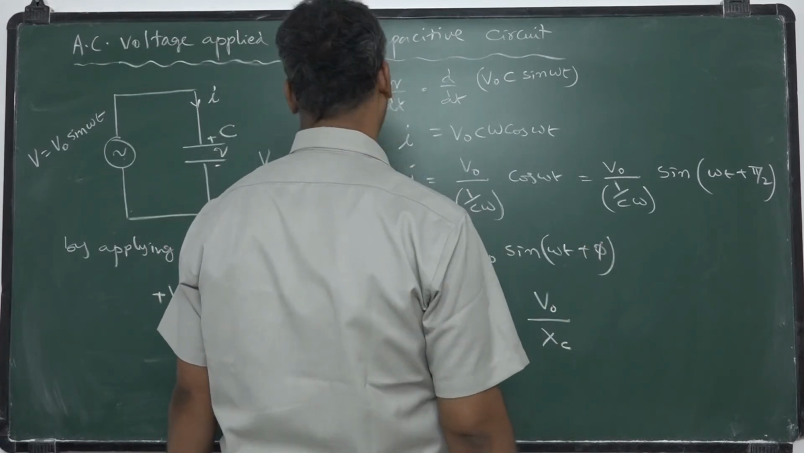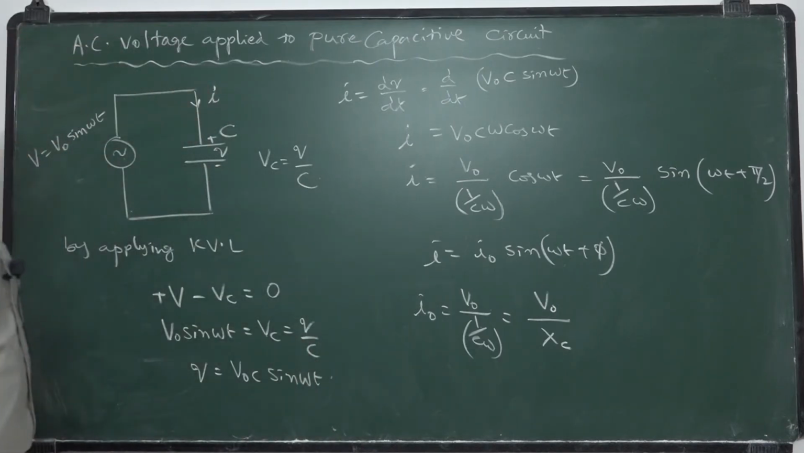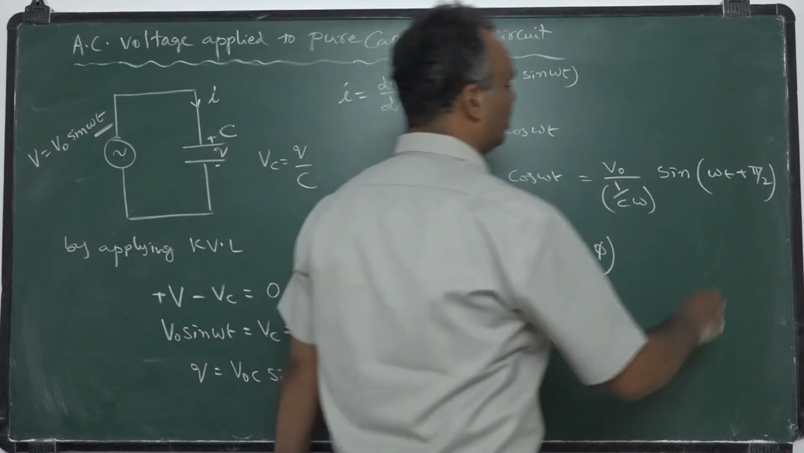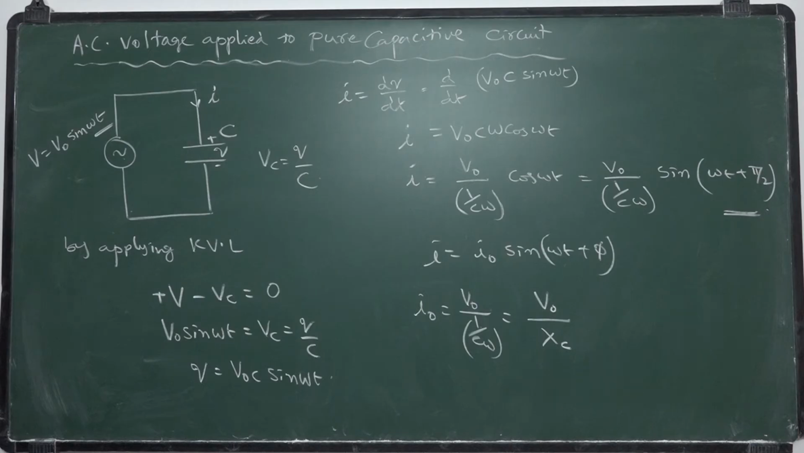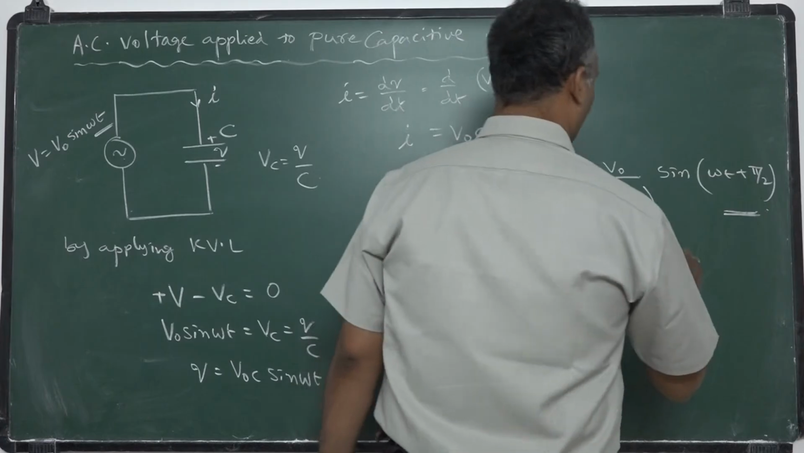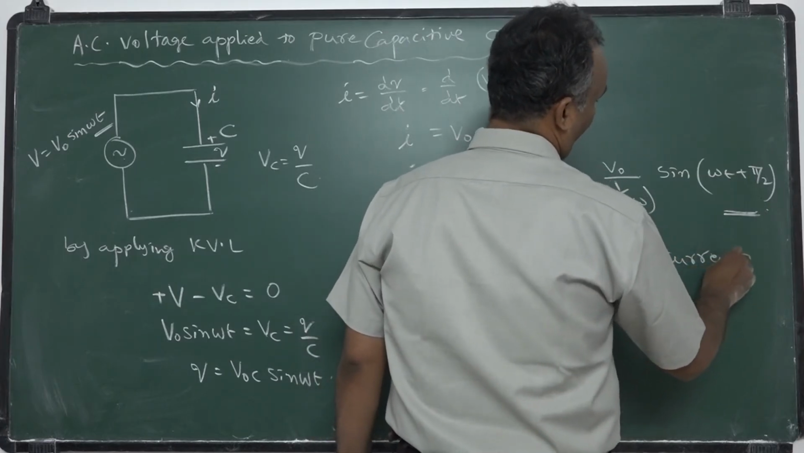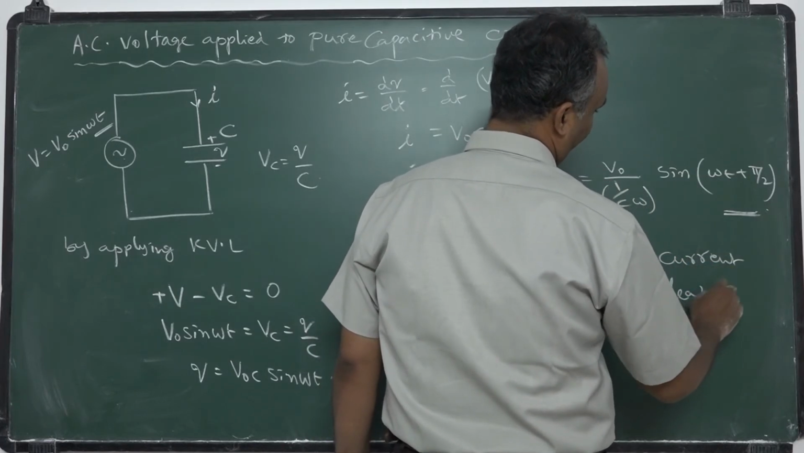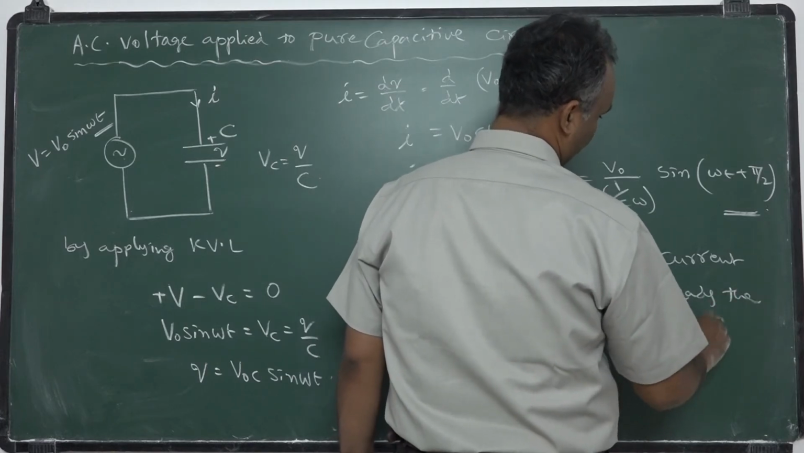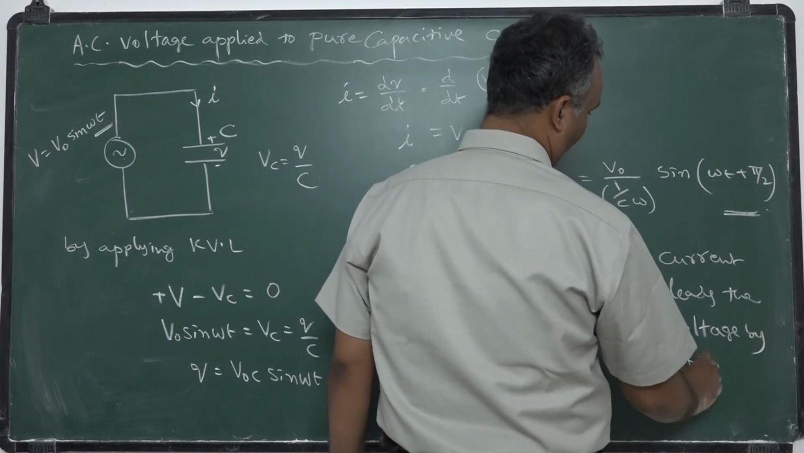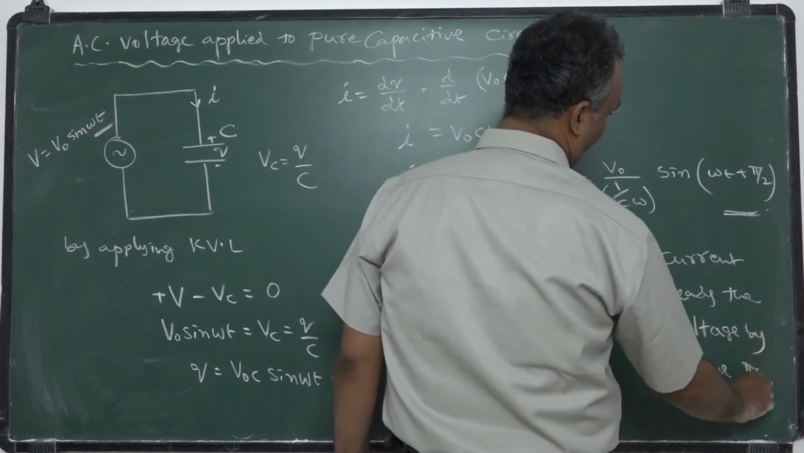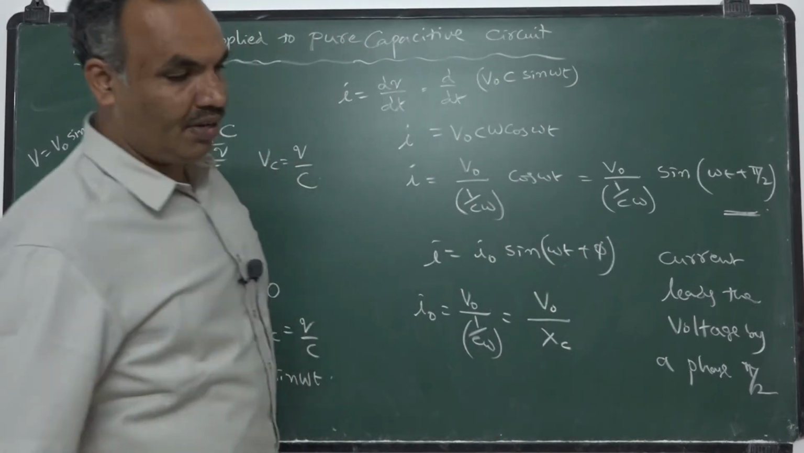Also, here one more point. If you observe the phase difference between voltage and current, voltage is having phase omega t, current is having phase omega t plus pi by 2. So now current is leading. Earlier current was lagging, now current is leading. So current leads the voltage by a phase or angle pi by 2.